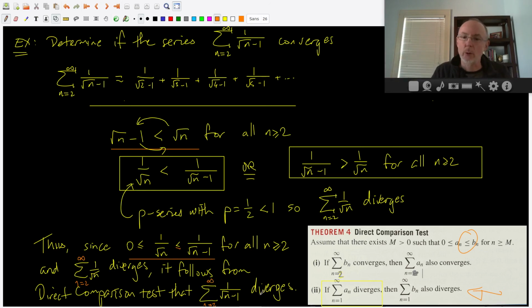So again, using our direct comparison test and the ideas we've got about p-series and that kind of thing, we can decide whether more complicated series converge or diverge. We don't know what they add to when they converge, but we do know whether they converge or diverge.